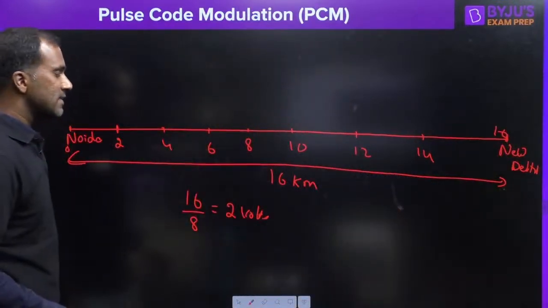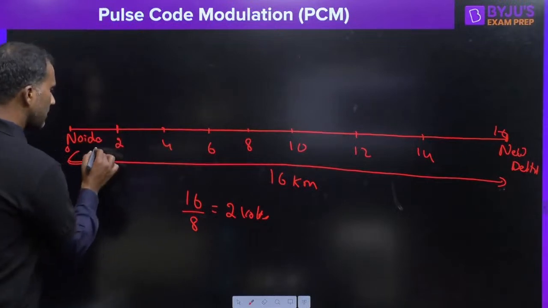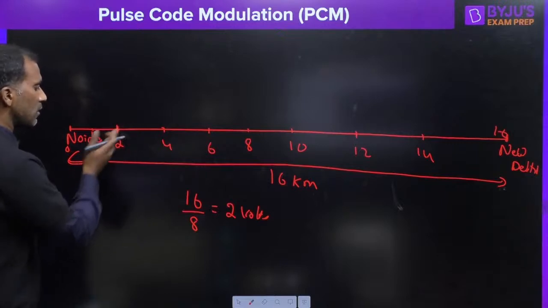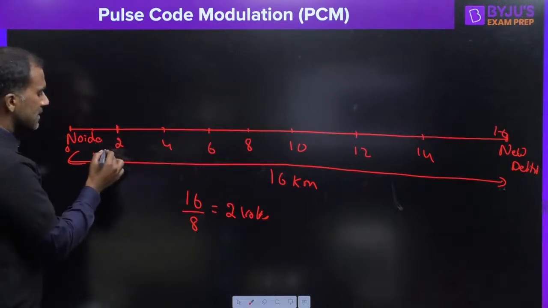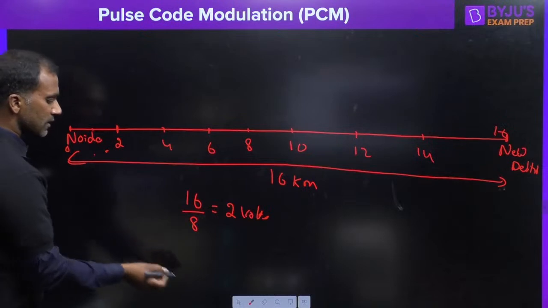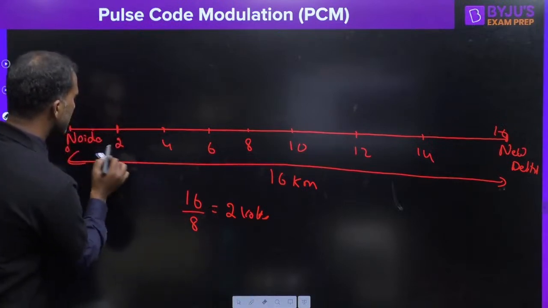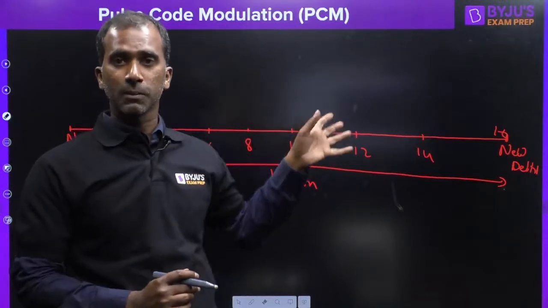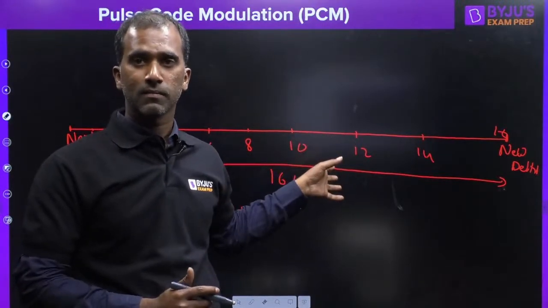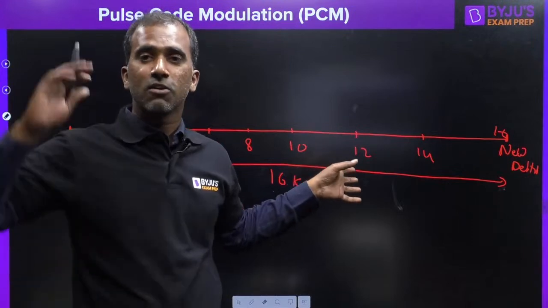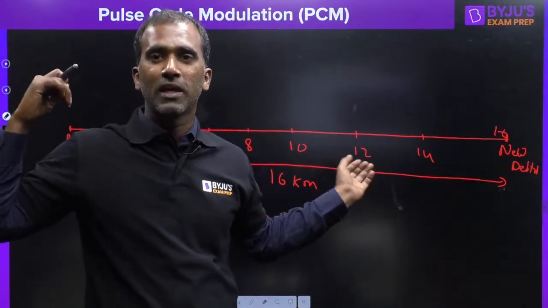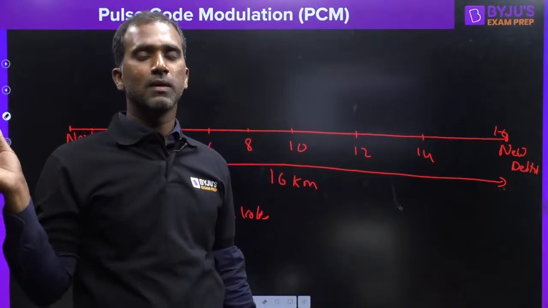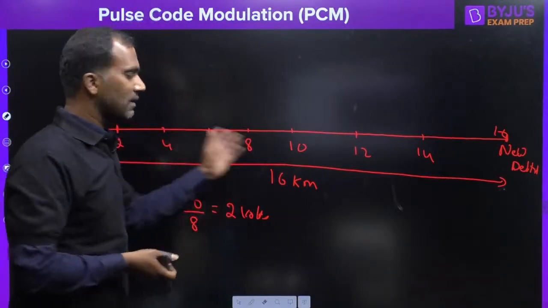If I design like this, then any person, let's say at the midpoint, has to travel a maximum of 1 kilometer, not more than that. If a person is here, he has to travel half a kilometer, not more than that. So the maximum distance that any person will travel in this design is 1 kilometer. The maximum error possible here is only 1 kilometer. Instead of voltages, I'm talking about kilometers here. The distance is exactly the same. Just to make it more understandable, I'm converting into this format.